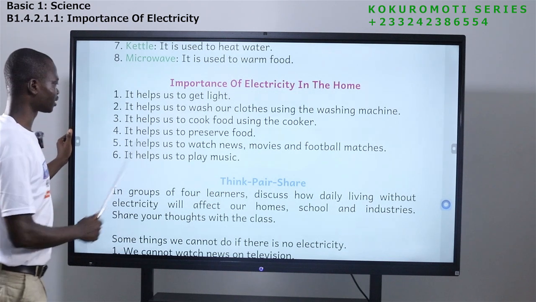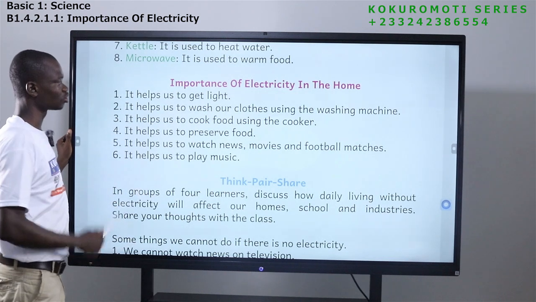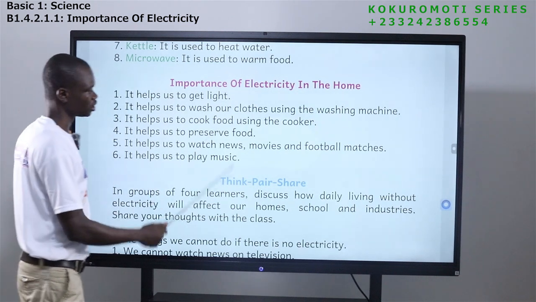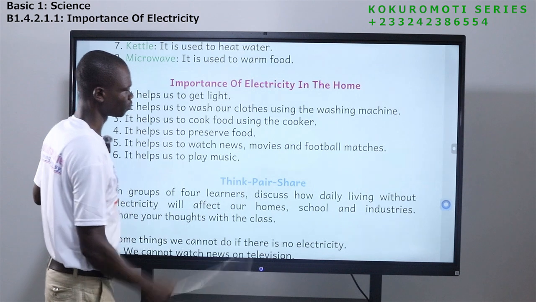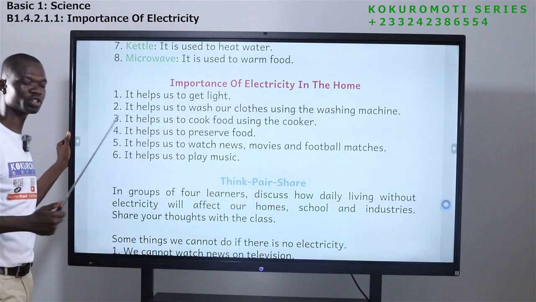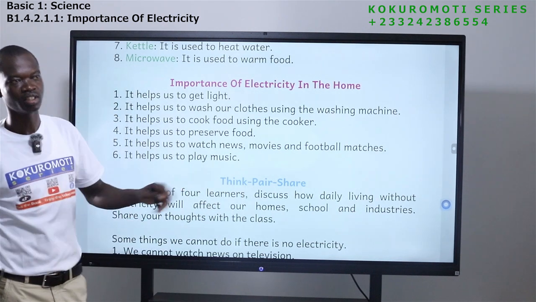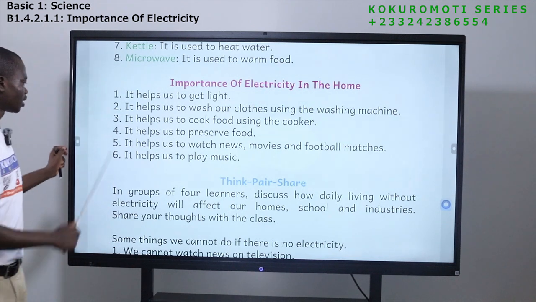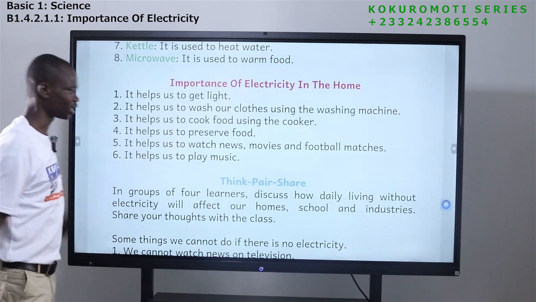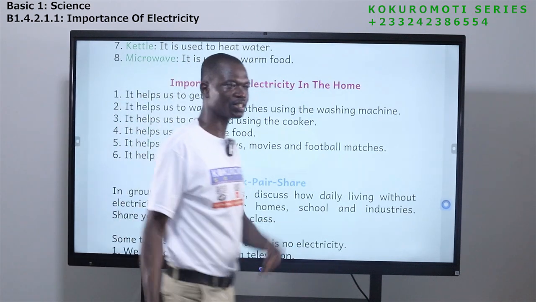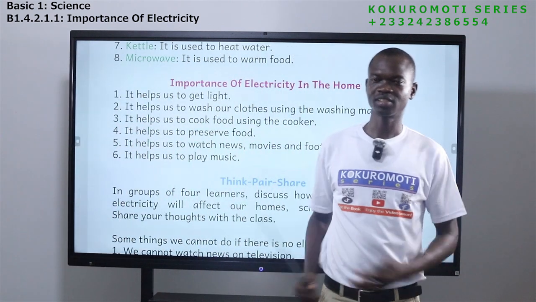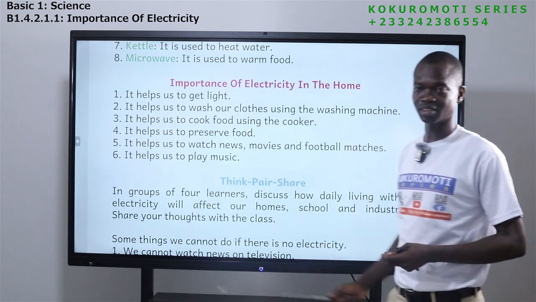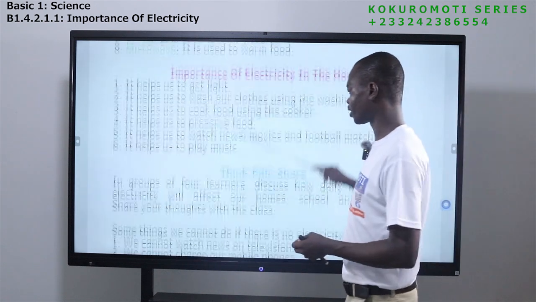Now the next one, it helps us to preserve food. So electricity helps us to preserve food. It helps us to watch news, movies, and football matches. So if you want to watch football matches, you need electricity because your television cannot work without electricity. It helps us to play music. So if you have speakers, if you have these entertaining things, you use electricity before they can work.